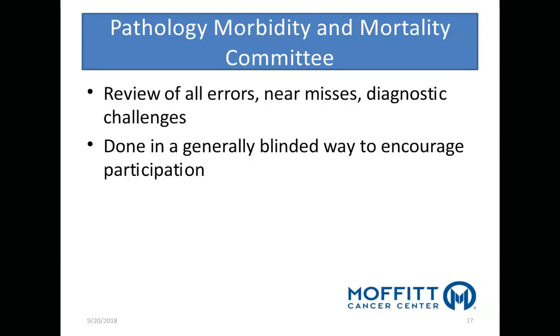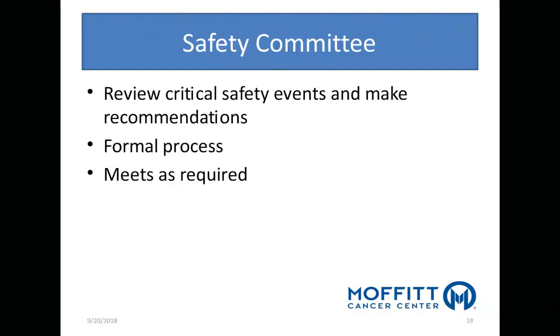Our Pathology and Morbidity Committee reviews all errors, near misses, and diagnostic challenges. And we try to do this in a blinded way to encourage participation, because we view these as an educational event as well as opportunities to learn from problematic cases and to share those problems among the team.